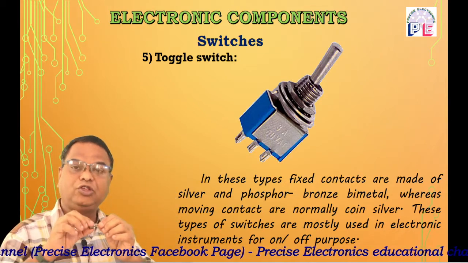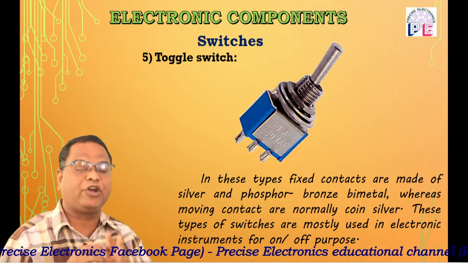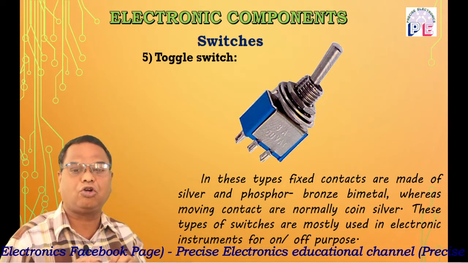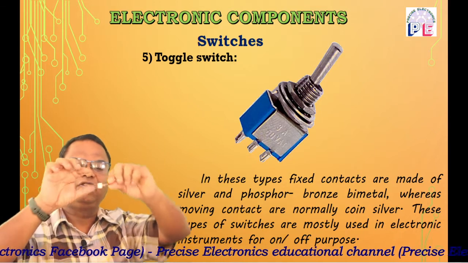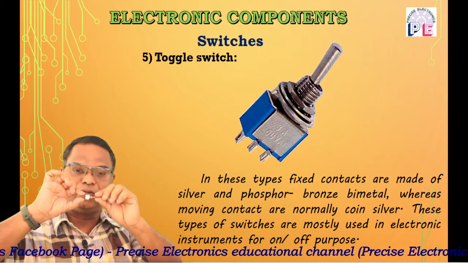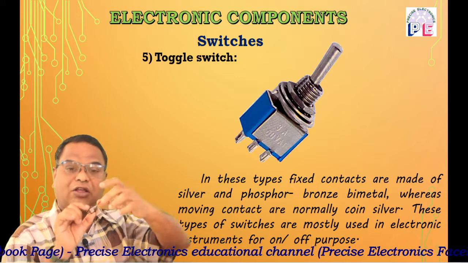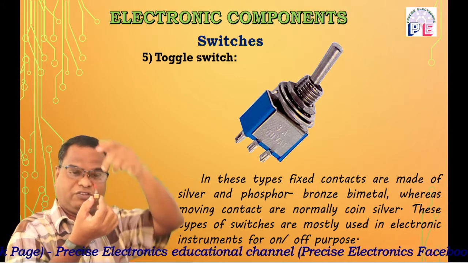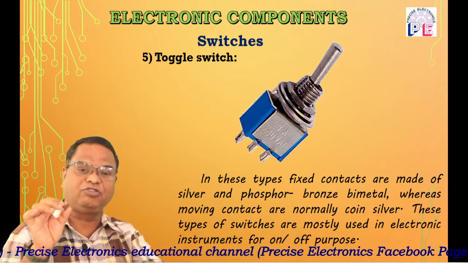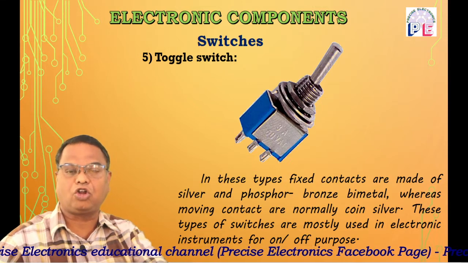These switches are mostly used in electronic appliances to turn them on and off. In laboratory appliances, this switch is widely used to turn the instrument on or off. This is our toggle switch, in which this is our shaft. These are the contacts, made from phosphor bronze or mostly silver. Mostly phosphor bronze is used, while the contacts inside this case are made from silver. So this toggle switch is widely used in electronic laboratory appliances to turn the instrument on or off.